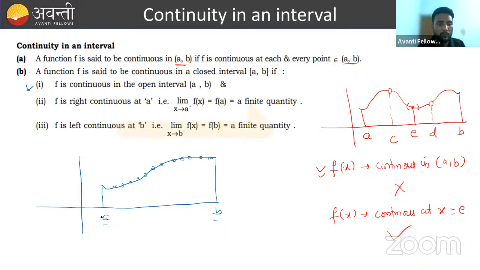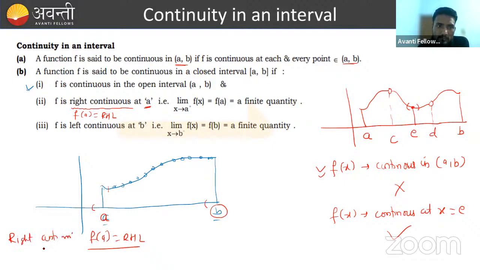In this case, you can see around A there is no LHL, but there is RHL. Around B there is LHL, that is, the left hand side, but there is no RHL. So at point A, there is a new term called right continuous. Right continuous means f of A is equal to RHL, not LHL, because for A there is no LHL. If there is RHL, we say f of A is equal to RHL. This is called right continuous.